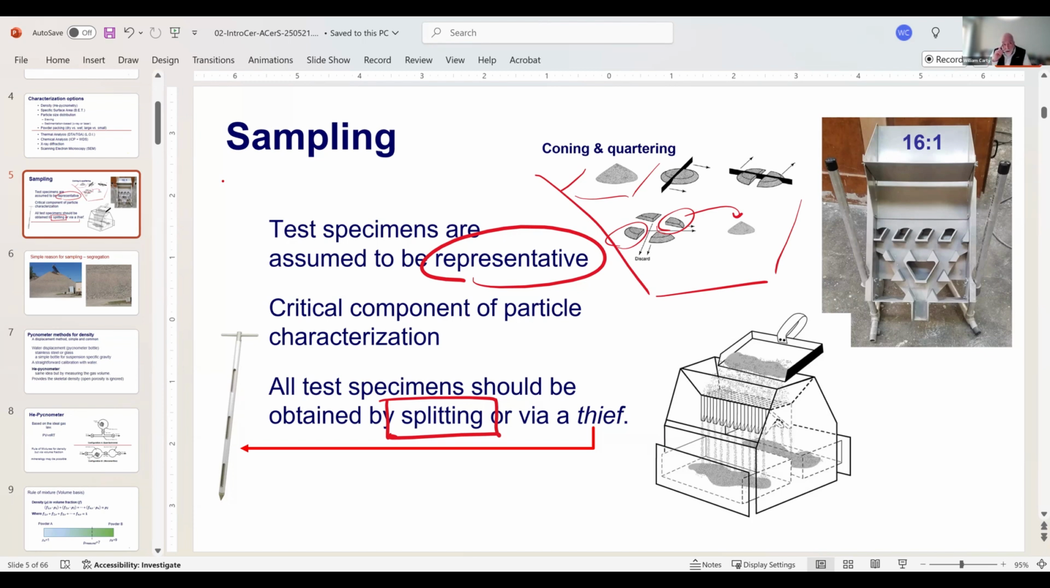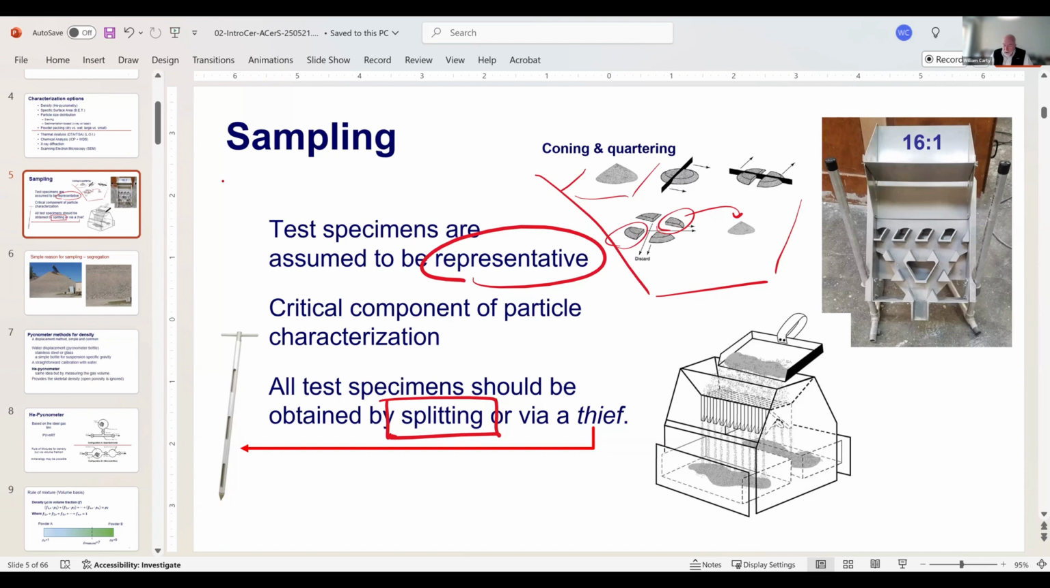So if you had a 50-pound bag, you split it the first time, you get back 25 pounds, and then you get 12 pounds, and then you can do the math, 6, 3, 1.5, until you get down to 100 grams. That takes some time. So they came up with this device.